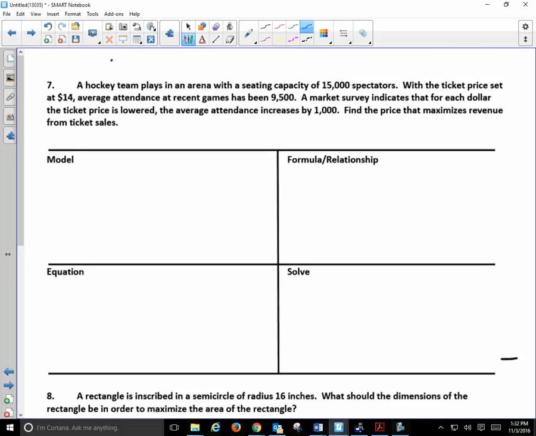Hockey team. We got two more problems. Cheer up, Charlie. Hockey team plays in an arena with seating capacity of 15,000. Ticket price is set at $14. Average attendance at recent games has been 9,500. If you want the attendance to go up, what should you do? Lower the ticket price. Market survey indicates that for each dollar ticket price is lowered, average attendance increases by 1,000. Find the price that maximizes revenue.